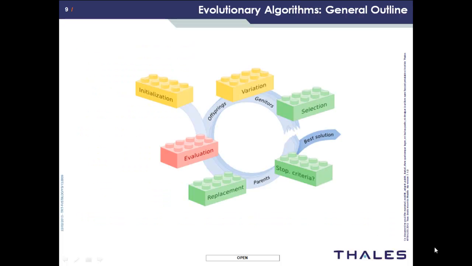This is the general outline for evolutionary algorithms, as illustrated by the simple example I just gave. There's an initialization step to create the first population, evaluation, variation, and selection steps to produce offspring and select parents for the next generation, and the stopping criterion, which says when the loop should stop and the best solution found so far be retrieved. That's the general principle of evolutionary algorithms.